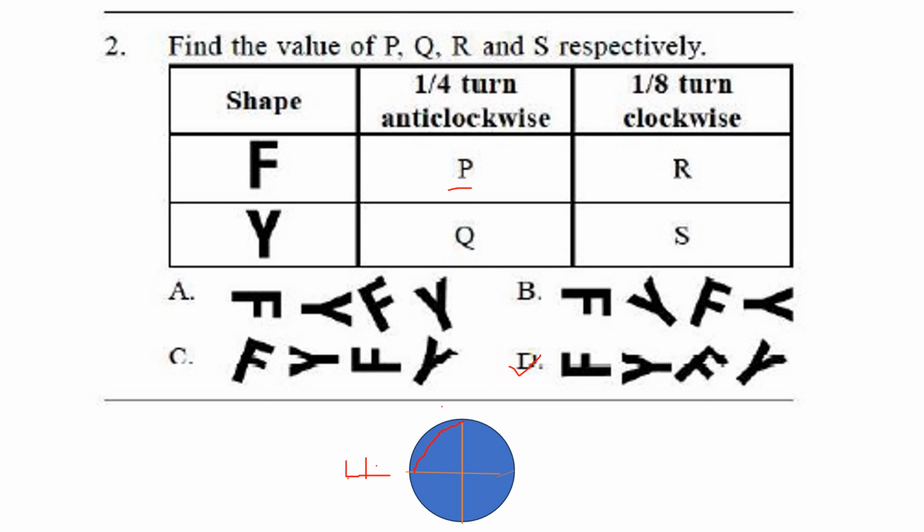For Q, Y is turned 1 by 4. That is same. It will be Y. And for R, 1 by 8 turn of F. This is clockwise. And 1 by 4 F is like this. So our answer is option D.